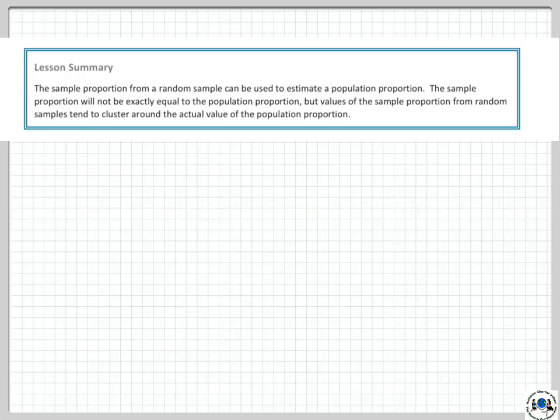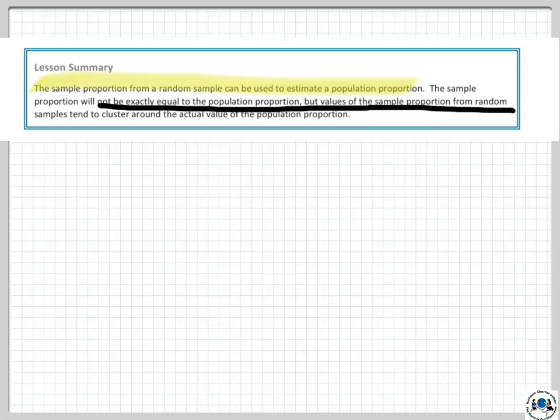All right, here we are at the lesson summary. The sample proportion from a random sample can be used to estimate a population proportion. The sample proportion will not be exactly equal to the population proportion, but values of the sample proportion from random samples tend to cluster around the actual value. Well, that's something. That's a new point that they made here.